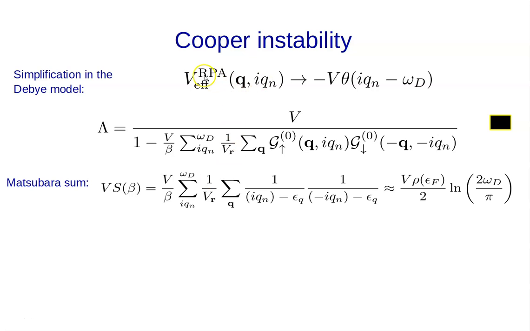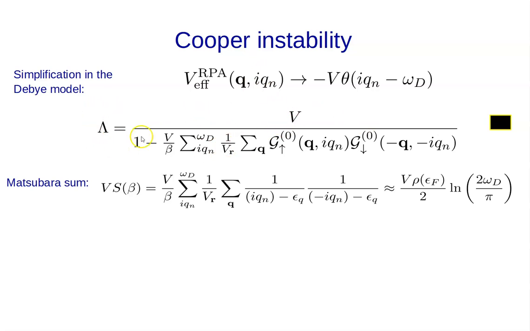So the approximation is that we're going to trade all that expression that we derived for the effective RPA potential and replace it with this simple form. It is attractive for Matsubara frequency less than the Debye frequency and zero otherwise. We're going to do some justification of why that is. But once we do that, we get a very nice algebraic form for lambda. We're going to derive that.